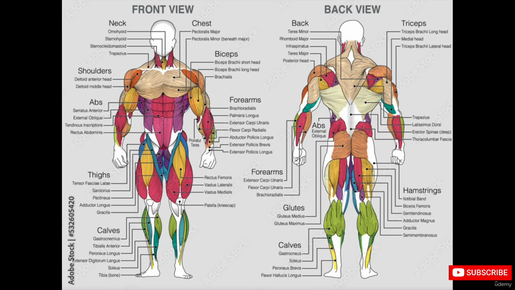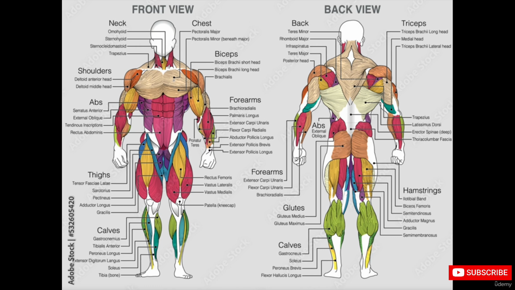Okay, so for training your chest muscles, you should be doing at least one compound movement and one isolation movement. I recommend doing three movements overall to train the chest effectively. So for training your chest, do one incline movement, one flat movement, and one fly.